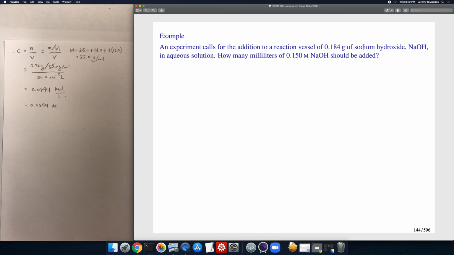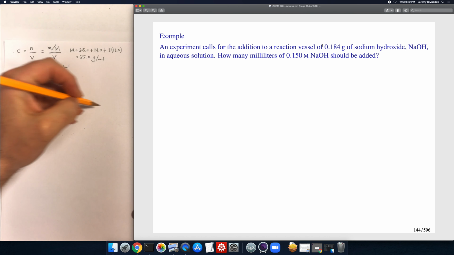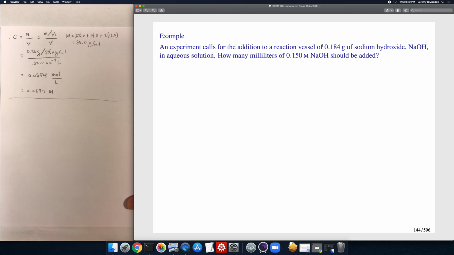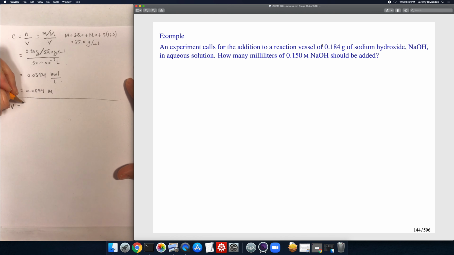This problem is a little bit different. Okay, so we have an experiment which calls for 0.184 grams of sodium hydroxide, and we want to know if we have a 0.150 molar solution of sodium hydroxide, how many milliliters of that solution do we need to deliver that mass of sodium hydroxide? So here we need to rearrange the equation and solve for the volume. So we can write the volume equals the number of moles of the solute divided by the molarity. So I've just taken this equation here and rearranged it, solving for the volume.